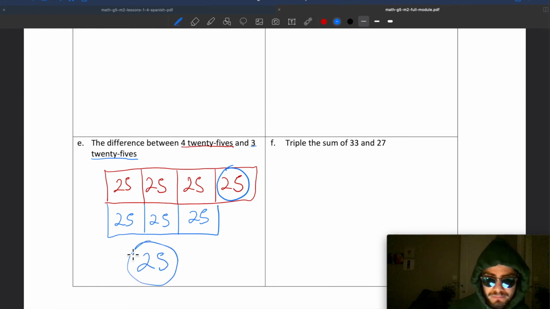That's what's different about them. Or that's how much more one has than the other.